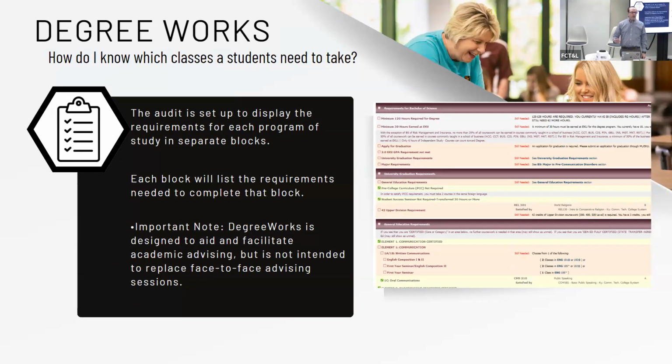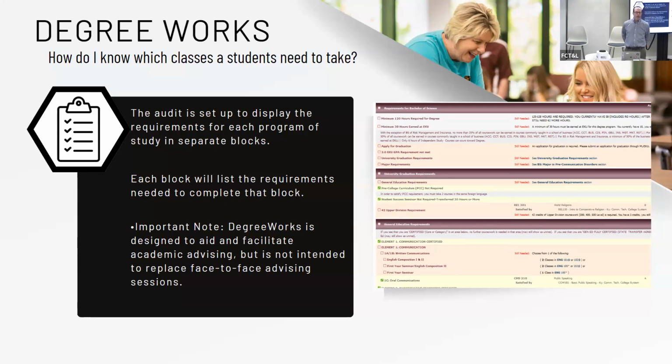So then the audit is broken up into different requirements, as far as university requirements. So what they need in order to graduate overall, those GPA standards, getting a certain level of upper division credit. And then it will usually go into the general education requirements and then the actual program requirements.